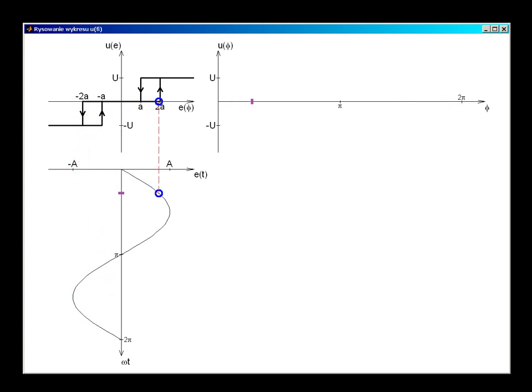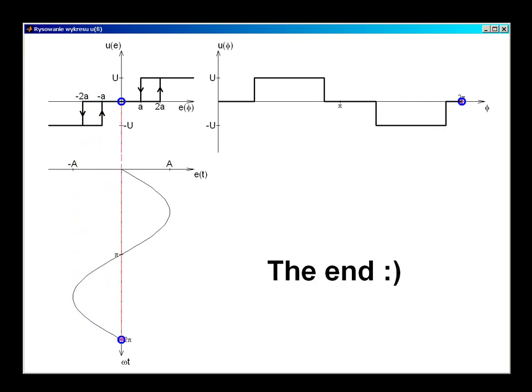Moreover, if we are dealing with hysteresis, we should be careful at what angles the switching occurs, always according to the arrow on the hysteresis. And these values from the static characteristic should be plotted on the u of phi graph. I hope this was helpful. In the next task, we will calculate a describing function for such a case.